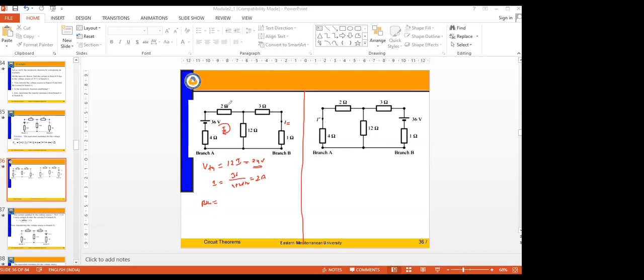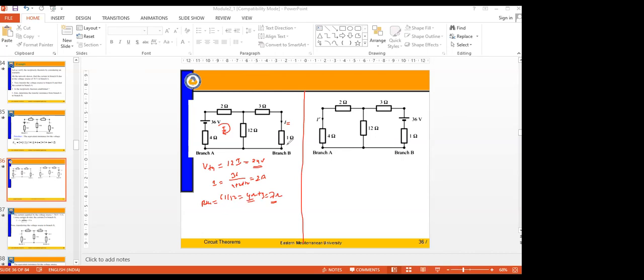These two are in series, 2 plus 4 is in series. 6 and 12 will be in parallel. So what's the equivalent for 6 parallel with 12? 4. Okay, 4 in addition with 3. What's the value you are going to get for this? Is it 7 ohms?